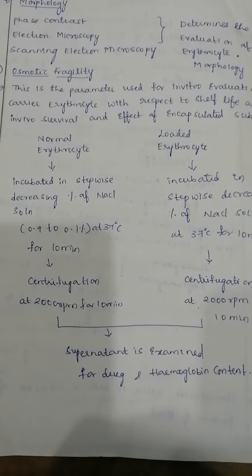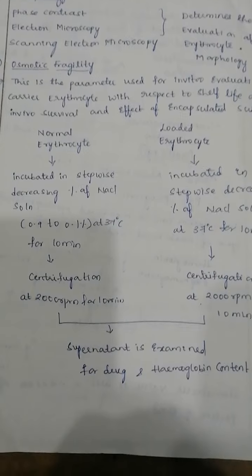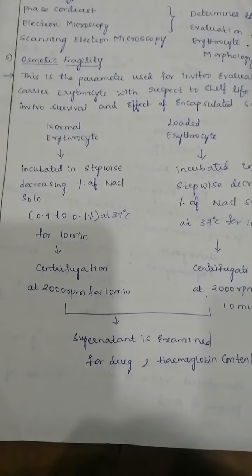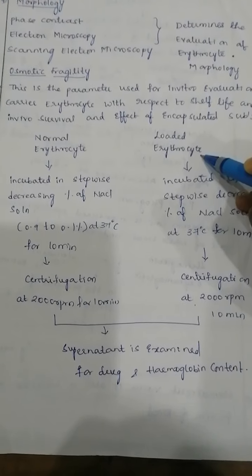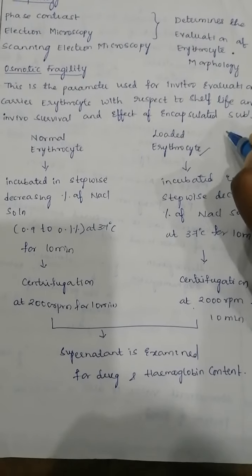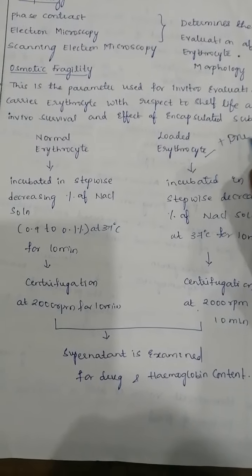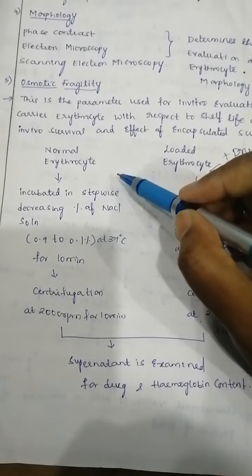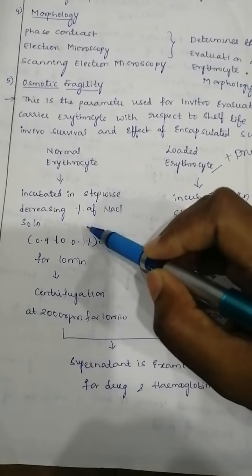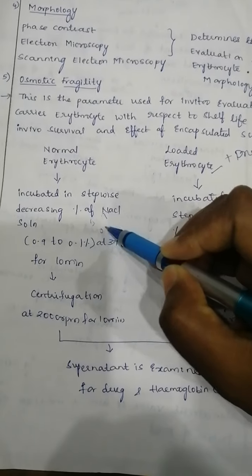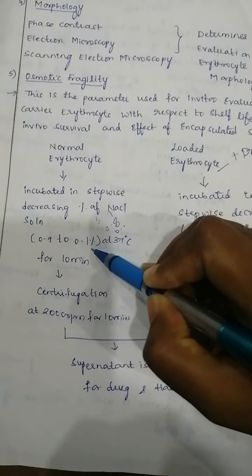So how much time it is going to survive when you keep it in an isotonic solution, we are going to study that. So for this purpose, you are going to take a normal erythrocyte as well as a loaded erythrocyte. Loaded erythrocyte is nothing but the erythrocyte which is loaded with your drug. Okay, so normal erythrocyte we are going to incubate in stepwise percentages of NaCl solution, that is from 0.9, 0.8, 0.7 up to 0.1, at 37 degrees centigrade for 10 minutes.